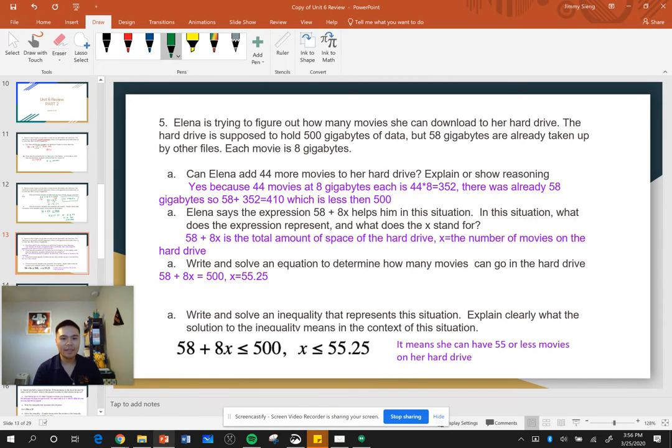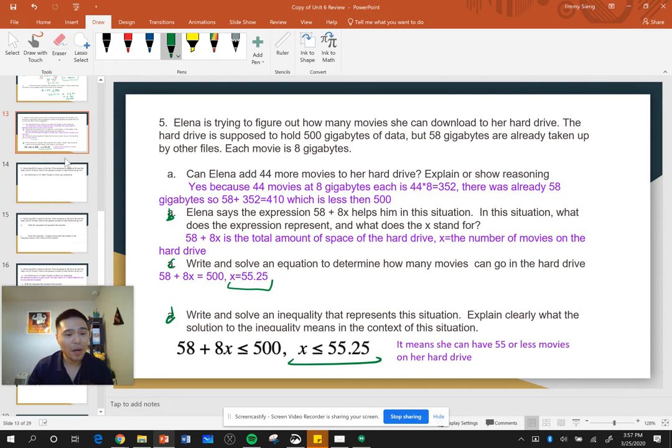So again, for A, you can see that yes, you can do 44 movies. That gives you 352. B, C, D. B, there's your expression. We say x represents the number of movies, and then we solve for it. We got x is equal to 55.25. And then we saw that the inequality was there as well, right? Meaning that we can have 55 or fewer movies on the hard drive. Okay, I know that's a little bit hard, really wordy, right? But you got to break it down into chunks and you'll solve it.